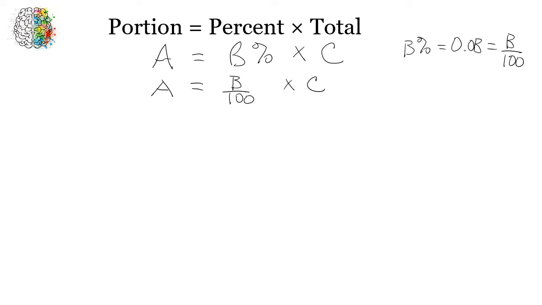So if I'm solving for a portion of the total, that's going to be my A. My equation is going to be just the way that we have it written, B over 100 times C. So we're going to be solving for A, and we're going to put in the number that they give us for the percent, divide that by 100, and we're going to multiply that by C, which is the total amount that they give us.